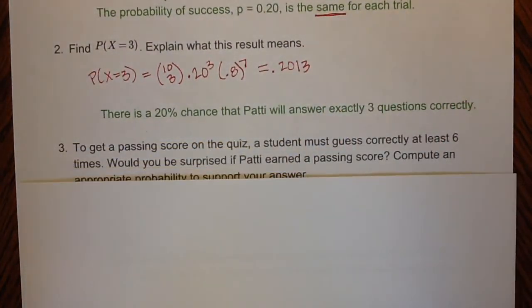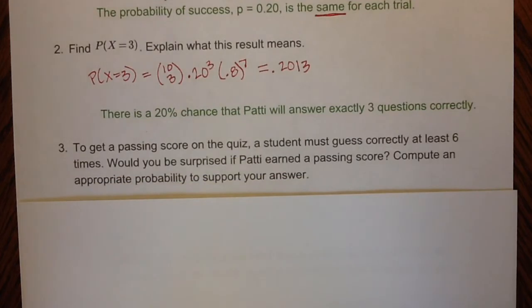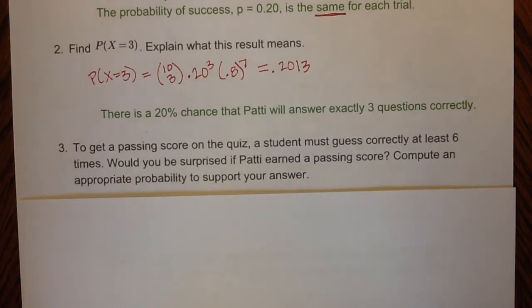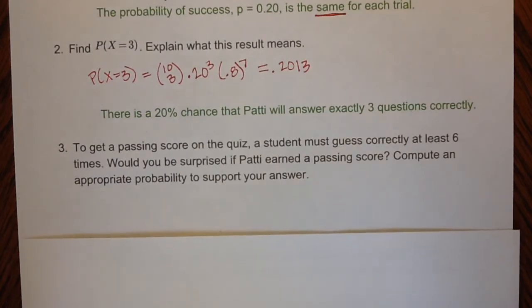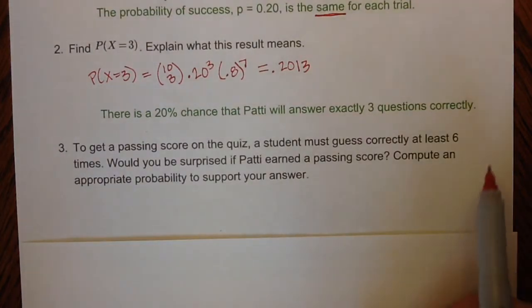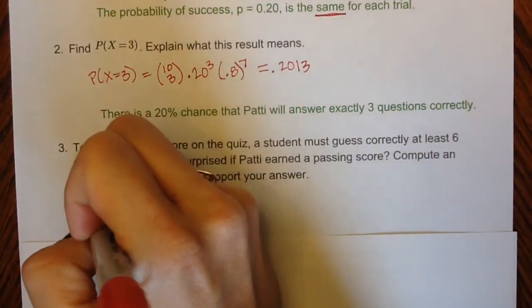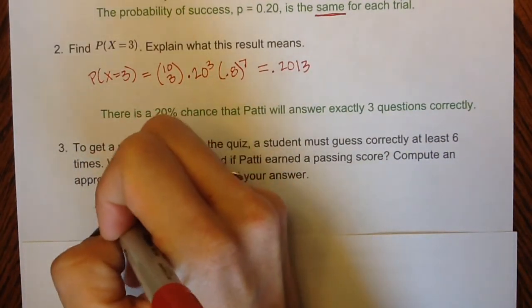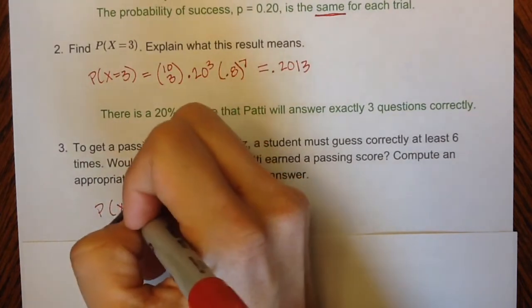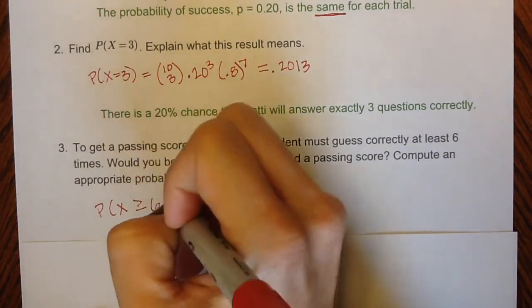And then to get a passing score on the quiz, a student must guess correctly at least 6 times. Would you be surprised if Patty earned a passing score? Compute an appropriate probability to support your answer. So for this one, we're looking at inequality instead because it says at least 6 times. So we're going to say that we're looking at the probability that x is greater than or equal to 6.